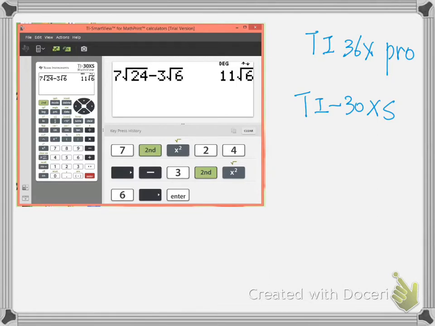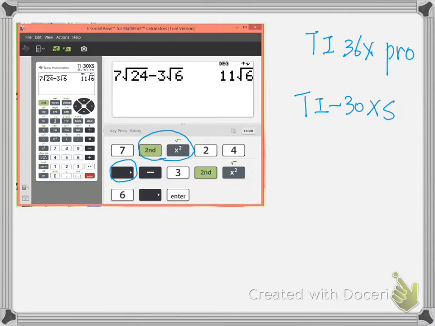So for this online calculator, if you want to get a radical sign, you should type second and x squared. So here's the example, 7 radical 24. So you click 7 first. For the radical sign, you click second and then x squared. And then you got the radical 24 inside. So after you type the radical 24, you have to click the right button to move the input box out of the radical sign.